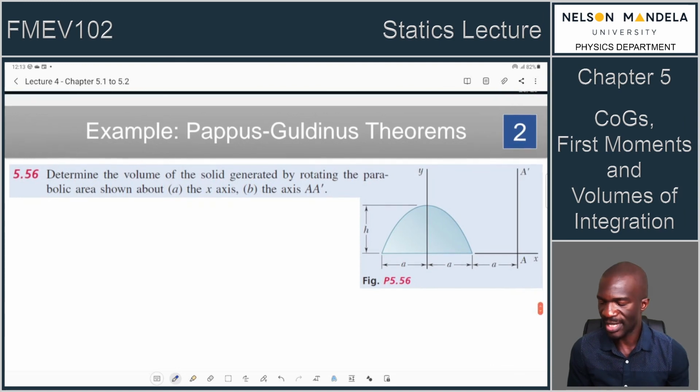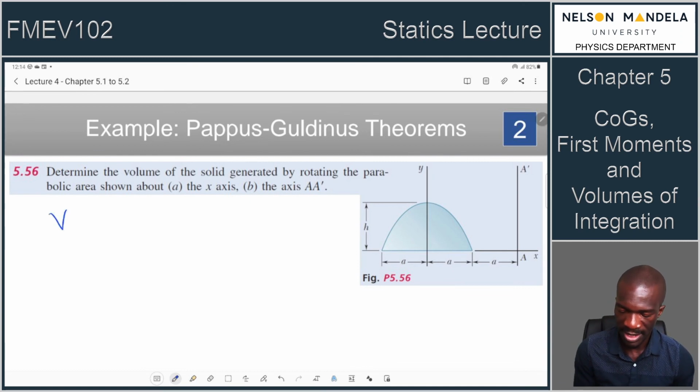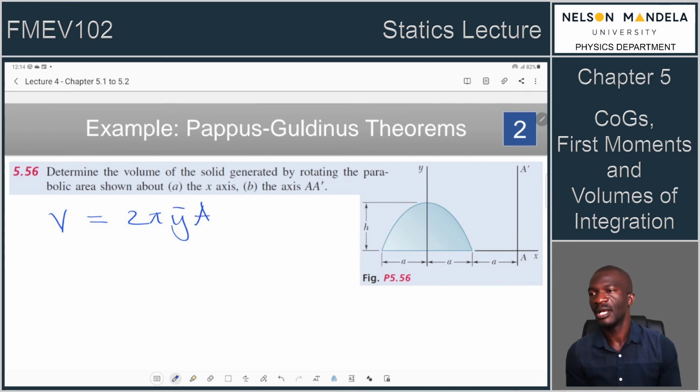Right, so this last example is basically determining the volume of the solid generated by rotating the parabolic area shown about the x-axis and then the A prime axis. So if you want a volume by Pappus-Guldinus, we already saw that all we need is 2 pi multiplied by, if it's about the x-axis, right? If it's about the x-axis, we need a y bar, isn't it? Y bar A. So what is y bar?